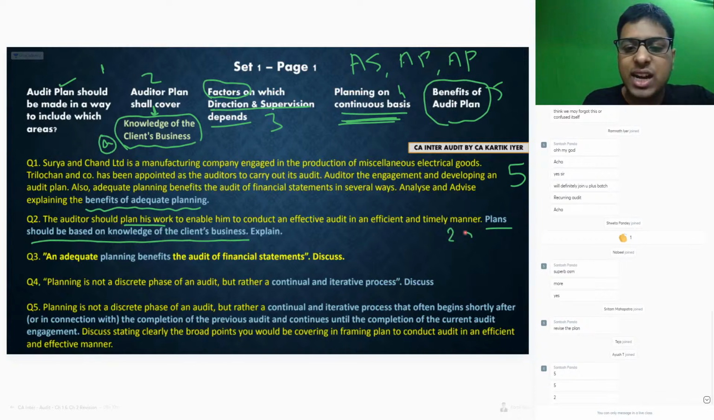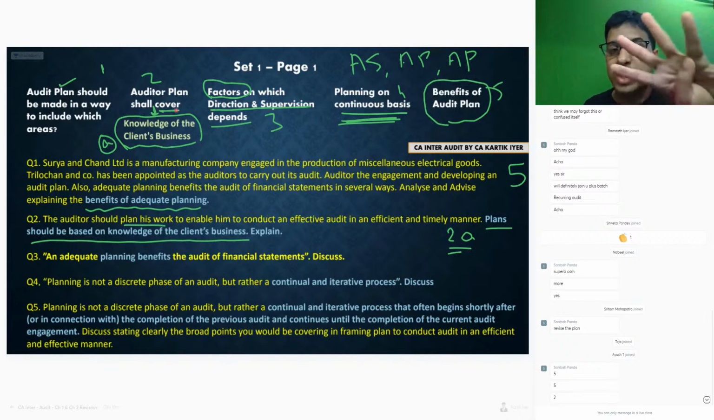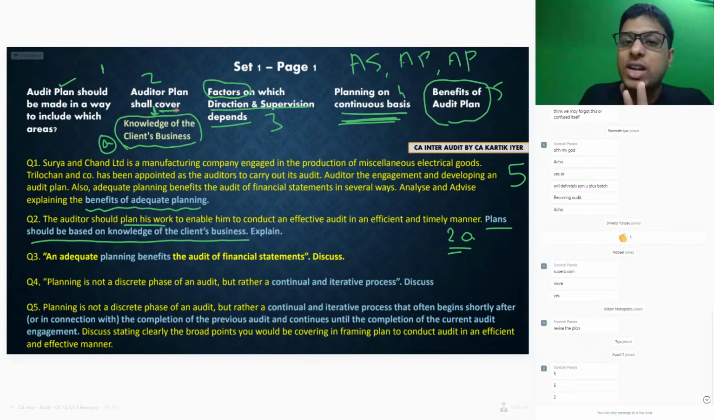I am just writing here 2A because this audit plan shall cover includes 4 things. It includes your knowledge of the client's business. Second point is internal control. Third is audit procedures. And fourth is basically your coordination. Simple, easy to understand.